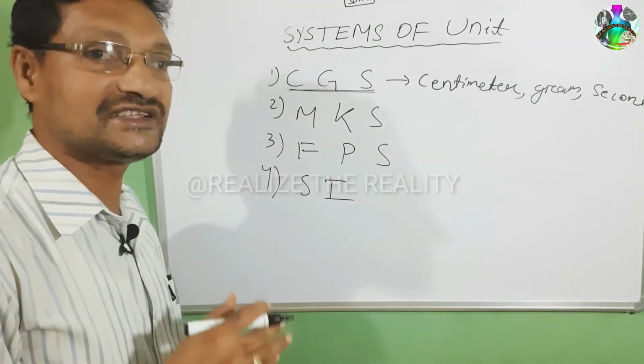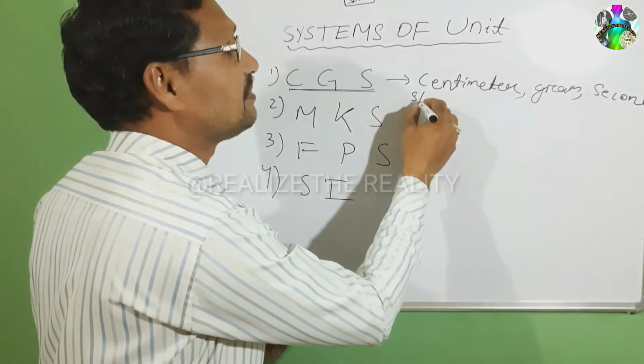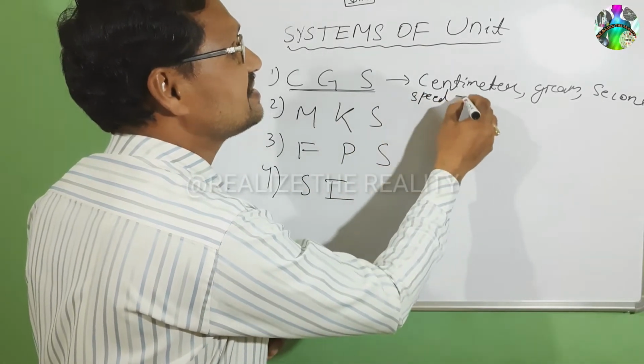I can take one example here, children. Suppose you take speed. Speed equals distance by time.